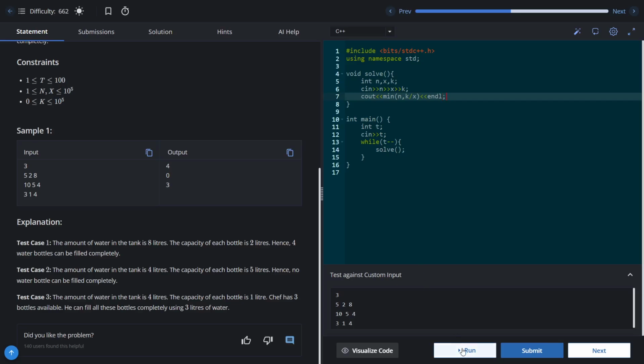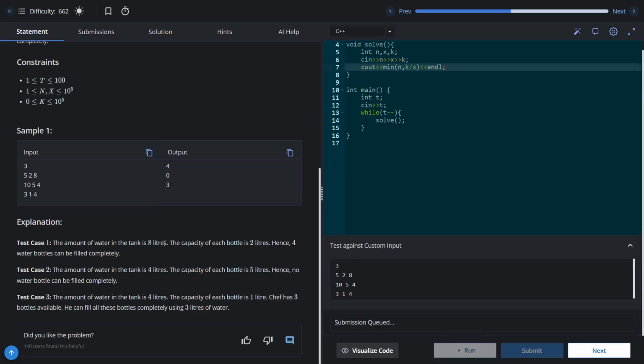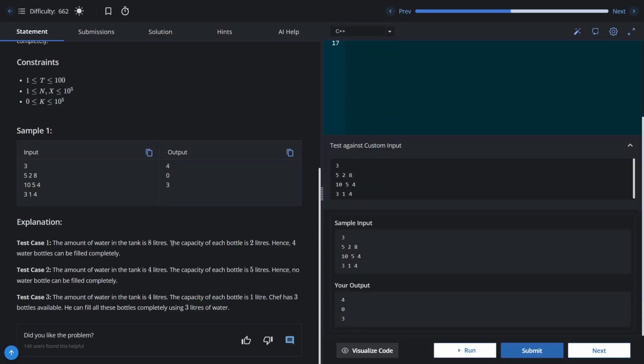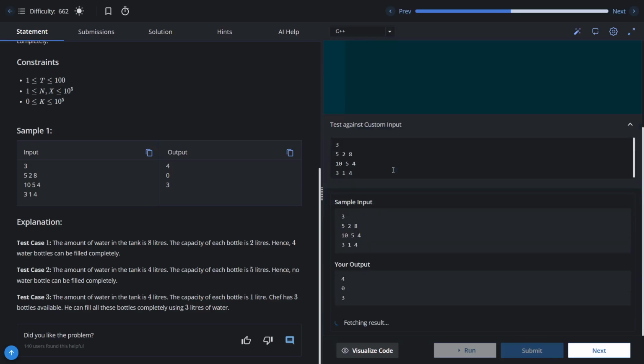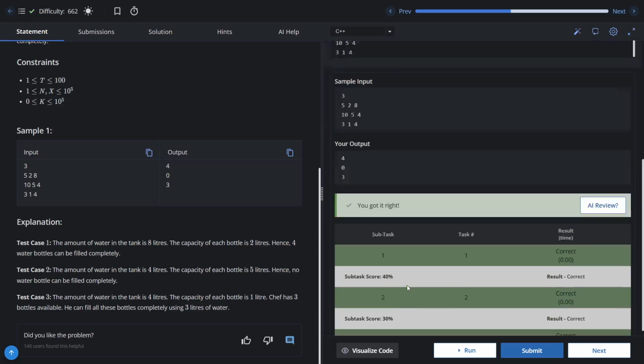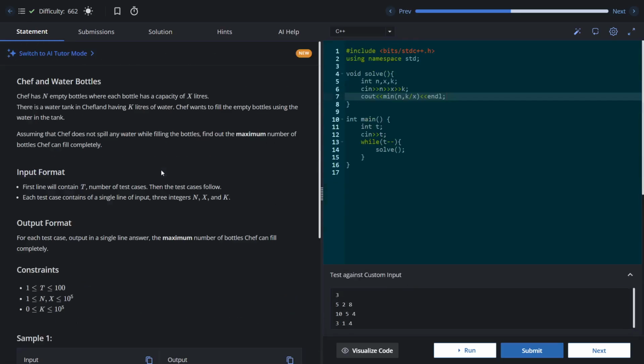Let's try to run the code. So 403, let's try to submit the code. Yeah, it got accepted. So it was an easy problem only.